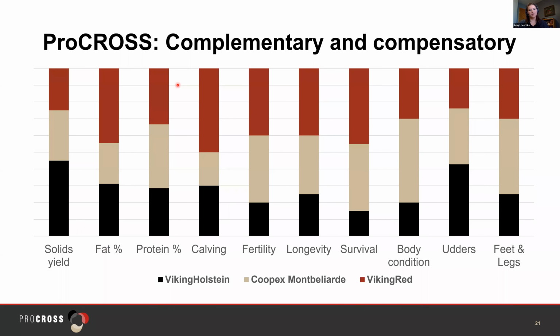Same thing for the VikingRed. The VikingRed is especially strong in calving traits and calving ease. They are the fat breed of this rotation, whereas the Montbéliarde is more of the protein percentage breed, and they offer contributions there as well. I mentioned feet and legs early on too. The Montbéliarde really has the foot and leg conformation. The VikingRed really has more strength on the foot health part. So again, all of the breeds work together on all these traits, and each adds strengths and weaknesses to what we're putting together here.